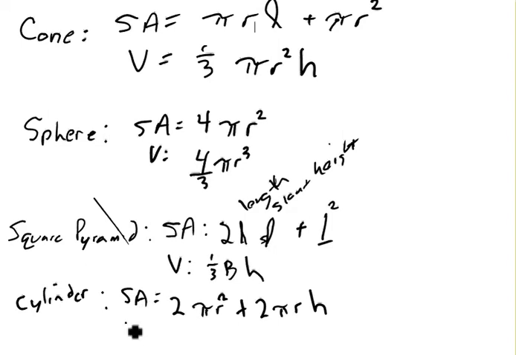And then last up, volume of a cylinder. Hopefully this is still on your screen. It's pretty easy. It's the surface area of the bottom times the height. Pi r squared, surface area of the bottom times the height. So there you have it. All the formulas you need.